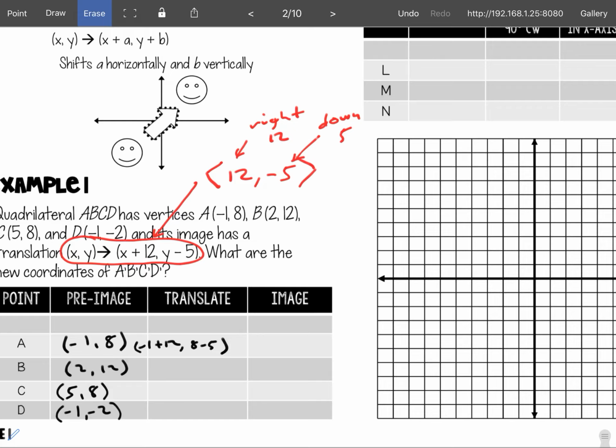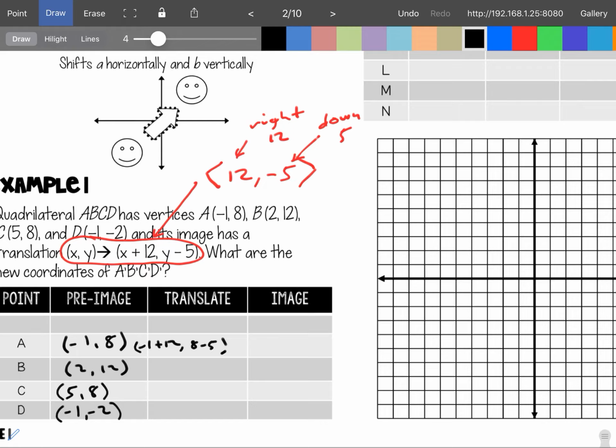All right, so then that would give us an image point, A prime. A prime is going to be at negative 1 plus 12, that's 11, and 8 minus 5 is 3. And then we're just going to do the same thing for the other 3 points.